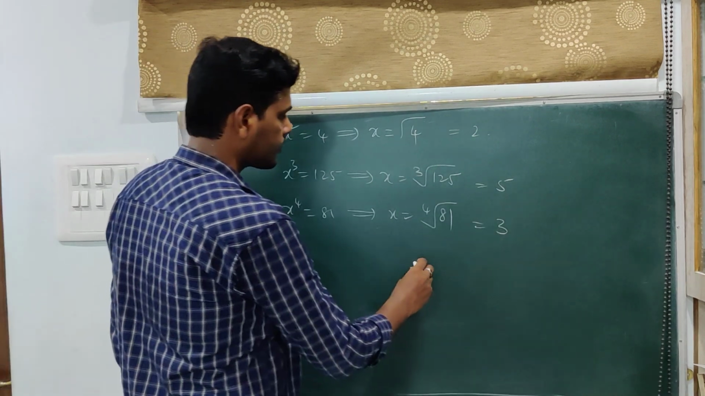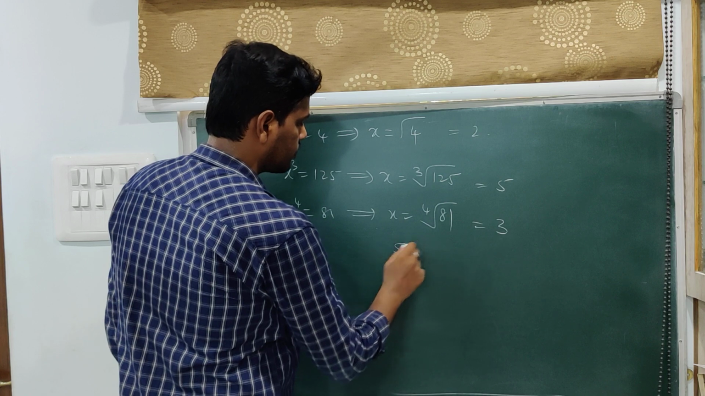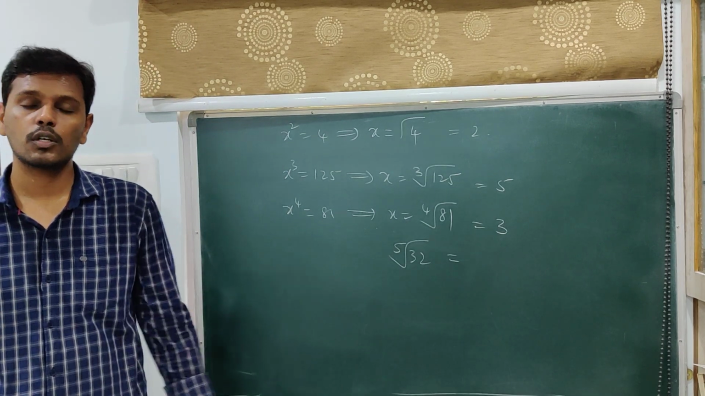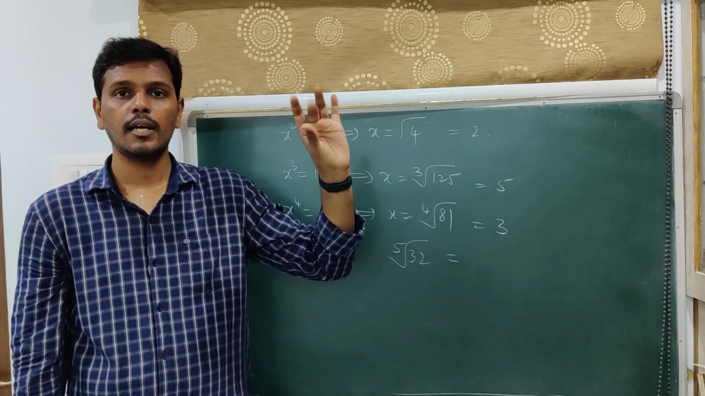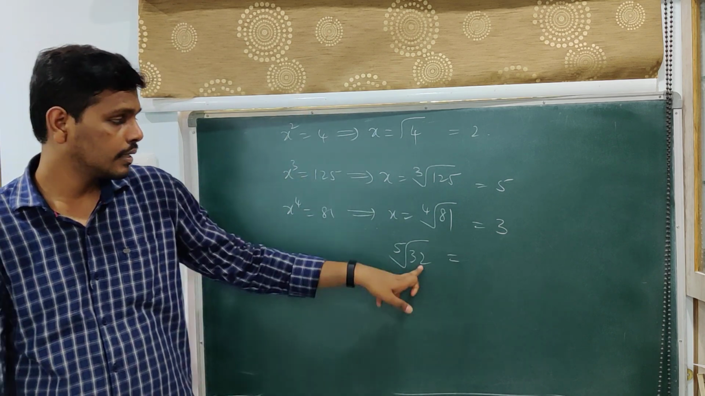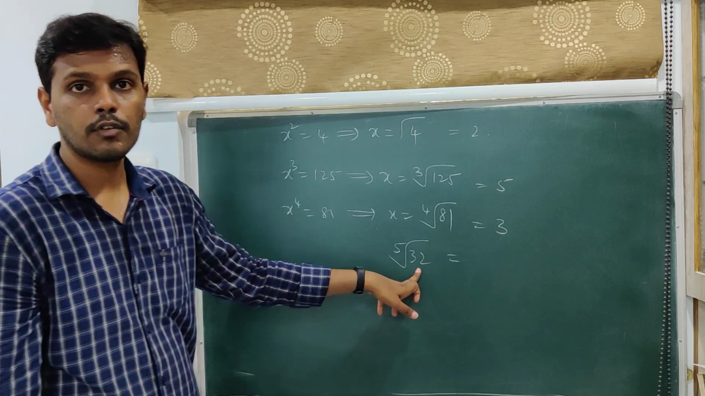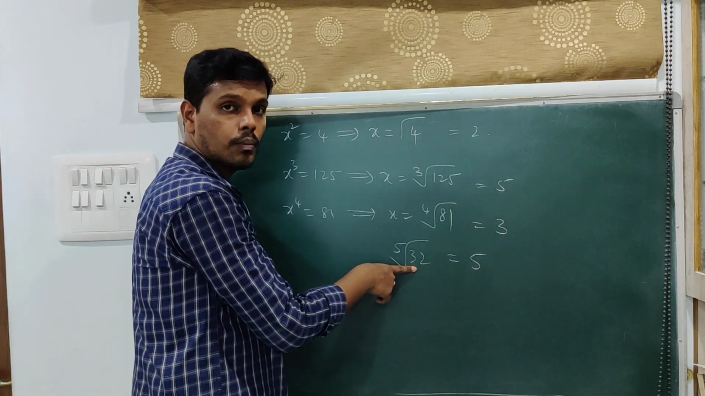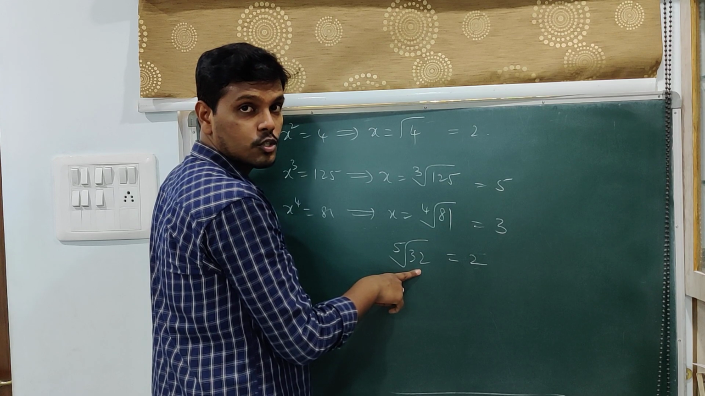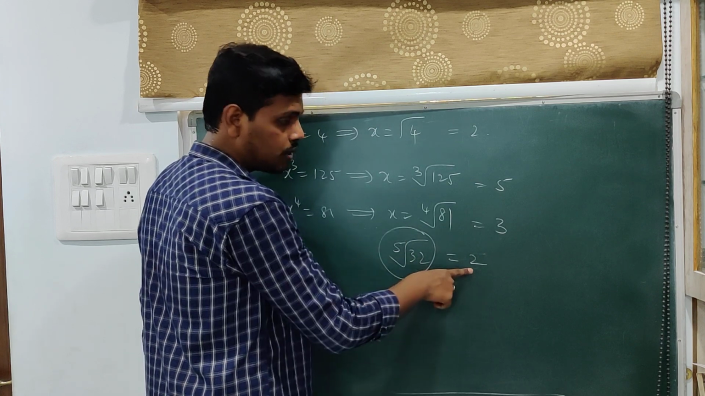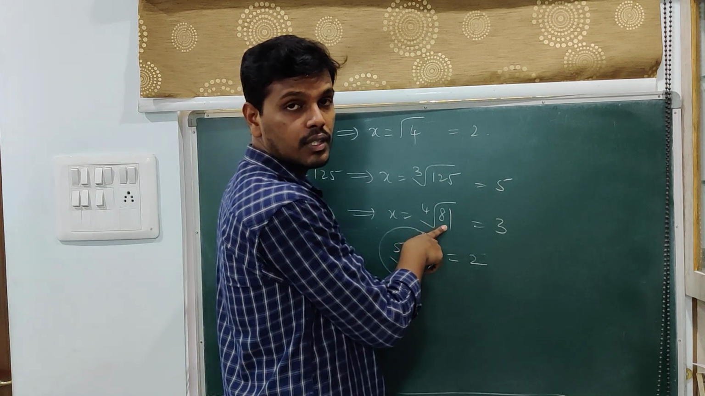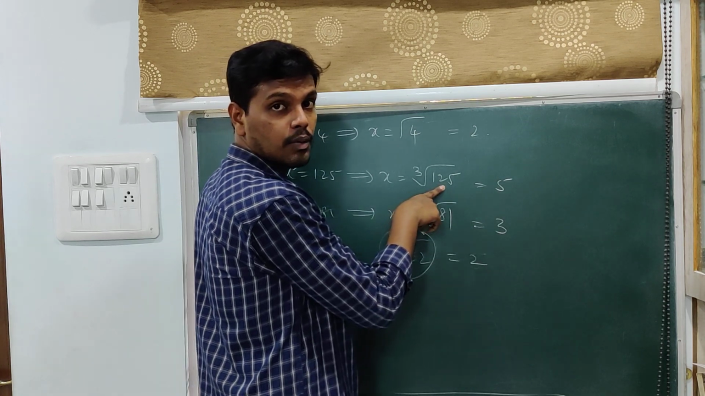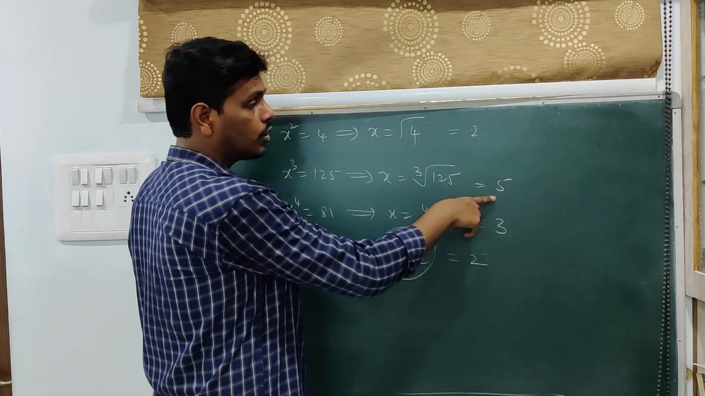Like the same, suppose the 5th root of 32. Can 32 be written as any number to the power of 5? Yes, check with 2. 2 2s are 4, 4 2s are 8, 8 2s are 16, 16 2s are 32. So you are able to write 32 as the 5th power of 2, therefore the 5th root of 32 is 2. Since 32 can be written as 2 power 5, I can say that the 5th root of 32 is 2. Also here, 81 can be written as 3 power 4, therefore we say that the 4th root of 81 is 3. Like the same, 125 can be written as 5 cube, so we say that the cube root of 125 is 5.